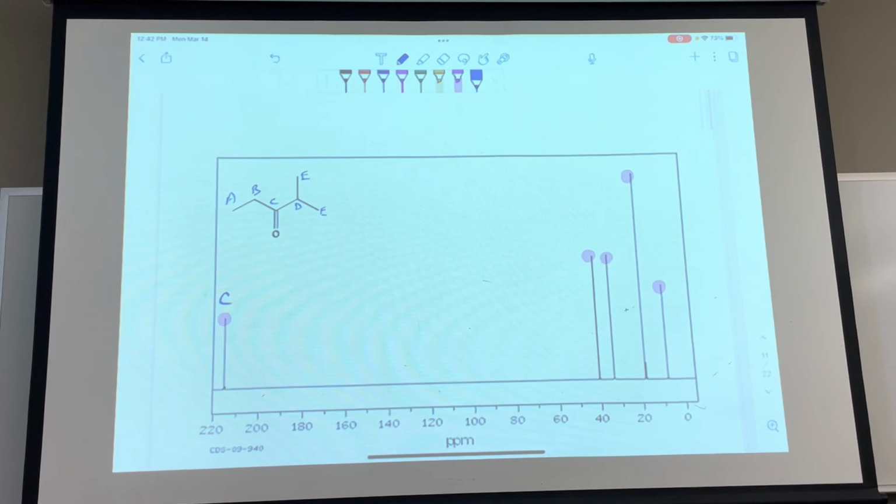What's going to be the next most deshielded? That 140. Yeah, it's got to be either B or D, because those are the two next closest to the carbonyl. But if you look at the difference, this goes back to what we've been talking about. B is a CH2, D is a CH. D has more carbons attached, so it should be more deshielded. So once you've got that, I guess it makes sense that B would go next.